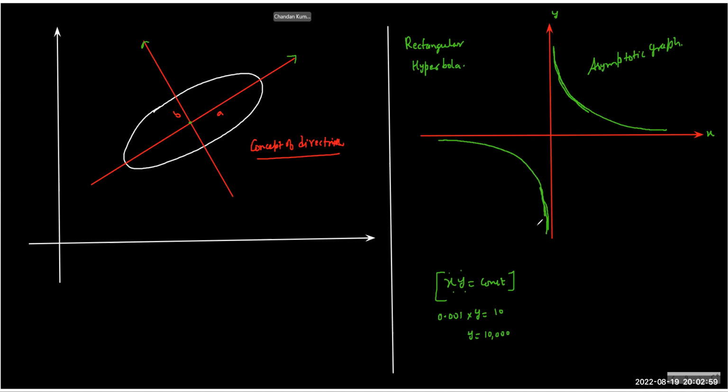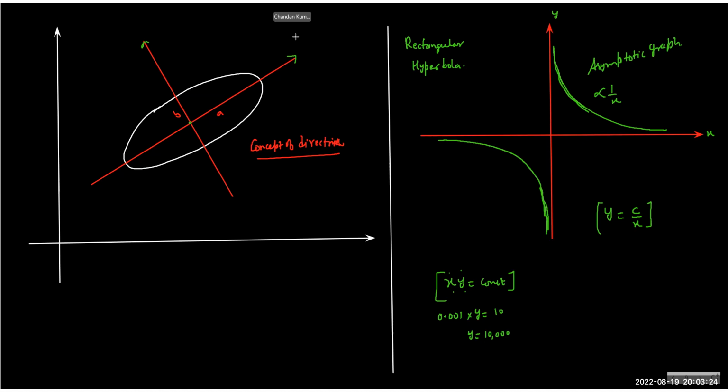So this is the rectangular hyperbola graph. We generally write it as c by x, like y equals c by x. It is proportional to 1 by x. For positive x, it's on the positive side; for negative x, it's on the negative side. And this kind of graph is quite common, quite popular in physics.